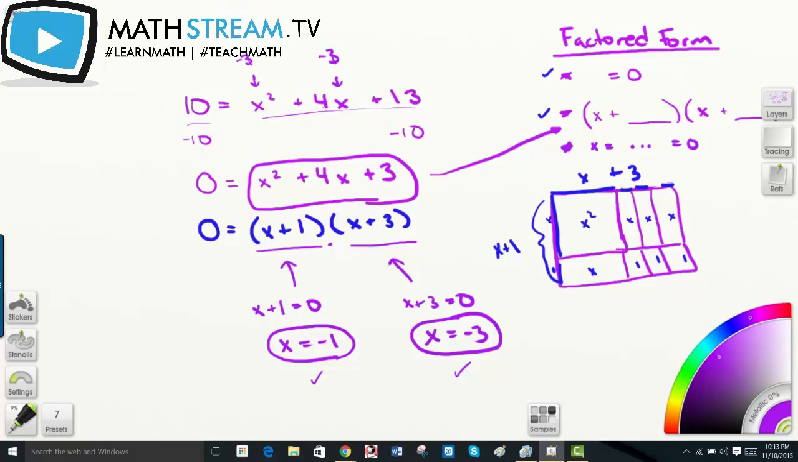Okay, that is it for this particular lesson. We will continue to look at how this affects our understanding of graphs of quadratic equations. We're going to talk more about that in our next lesson.